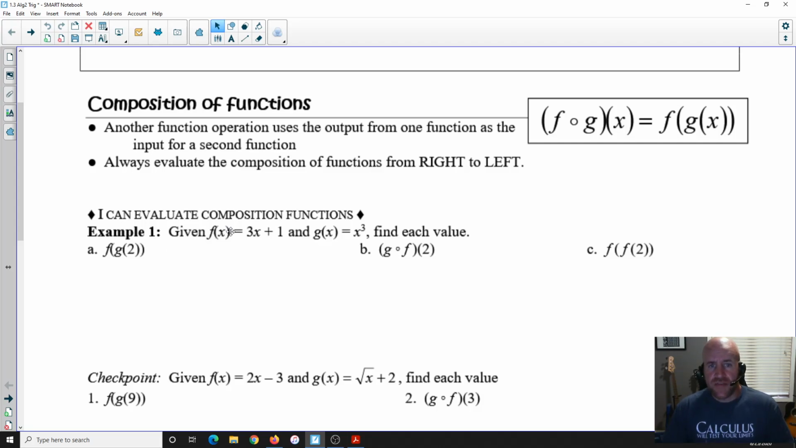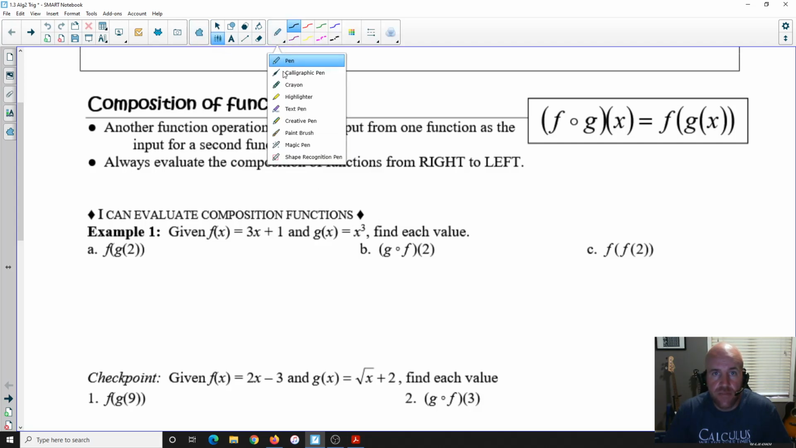So in example 1, it says given f of x is 3x plus 1, and g of x is x cubed. Find each value. So part A, they say f of g of 2. That is how it's read. So you read it left to right. So f of g of 2, what we have to do is we have to put the g function inside of f. So we are replacing the x values with the entirety of the g function.